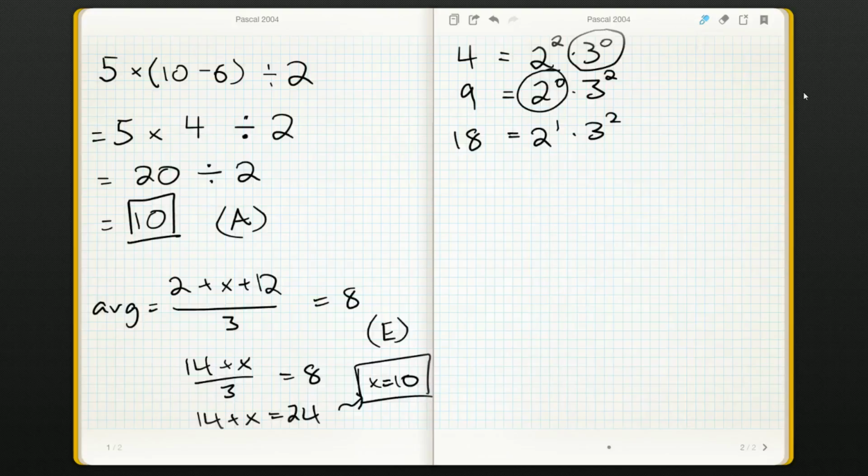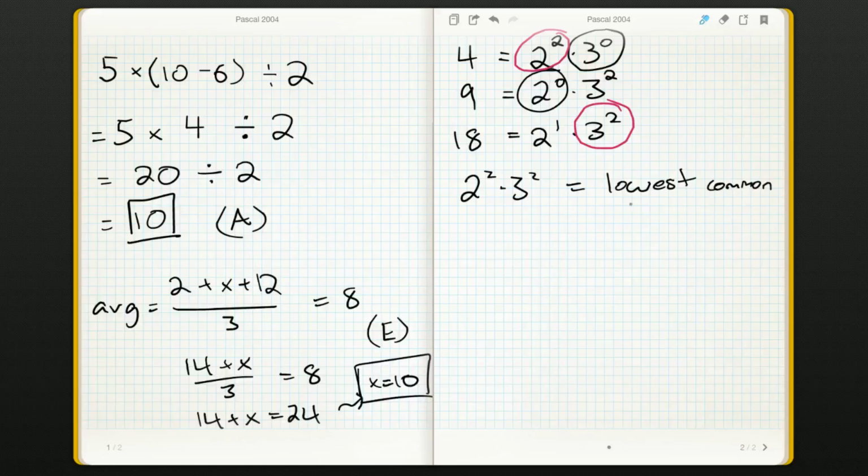But we were asked for the lowest common multiple. And to figure out the lowest common multiple, we take the highest powers for each prime. So 2 squared, that's the highest of the powers of 2 we see. 3 squared, that's the highest of the powers of 3 we see. We multiply those together. So 2 squared times 3 squared is going to be the lowest common multiple here, or lowest common denominator. 2 squared, that's 4. 3 squared, that's 9. We get ourselves an answer of 36.